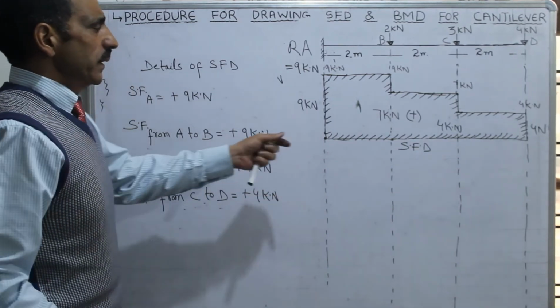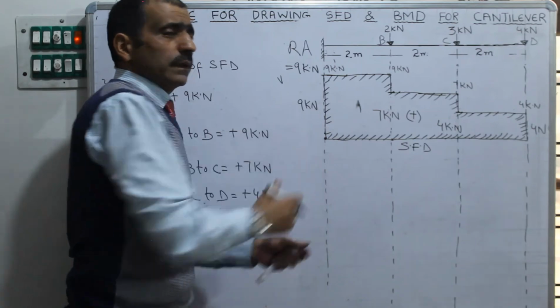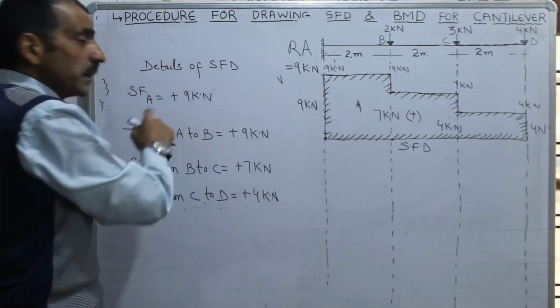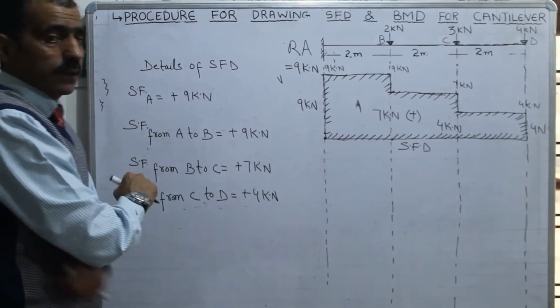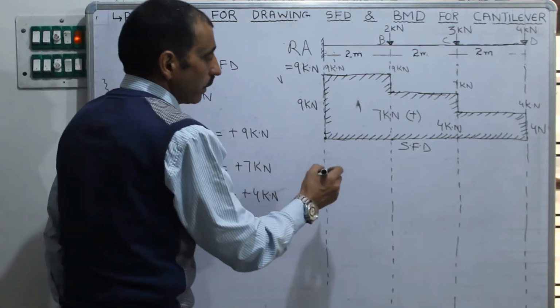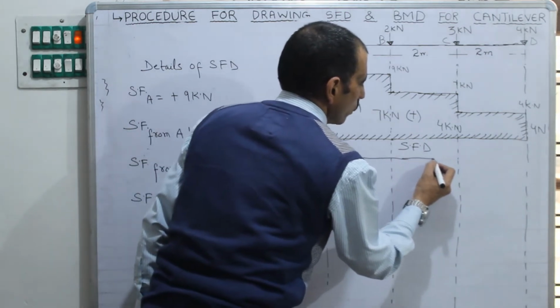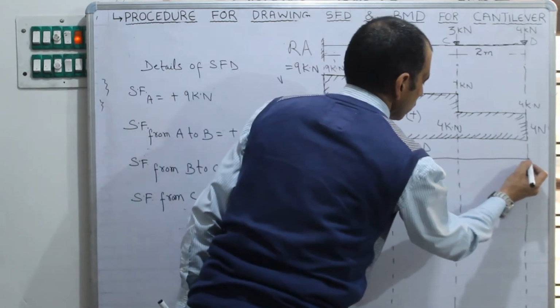This is the unique method for drawing the shear force diagram. First I draw the diagram and then I write the details of the shear force diagram. Remember it. Now regarding the bending moment diagram, again draw a line known as neutral axis or reference line.